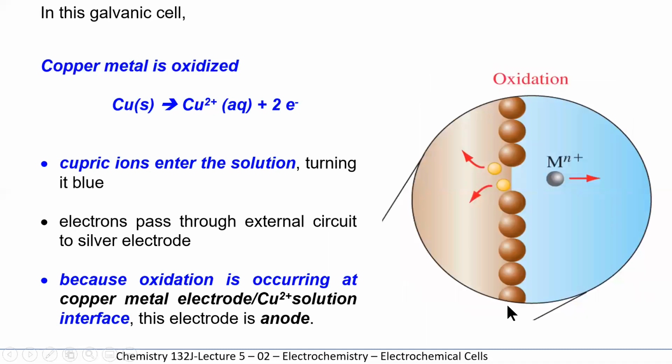Now let's look at detail here. Here's a picture of copper atoms. The copper atoms are losing electrons. The electrons are, of course, because they're negative, they repel, and they flow through the conducting wire. The ions are being generated in solution, so the copper atoms are changing into copper ions.